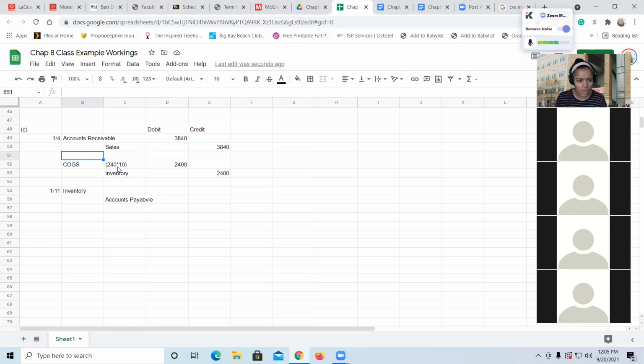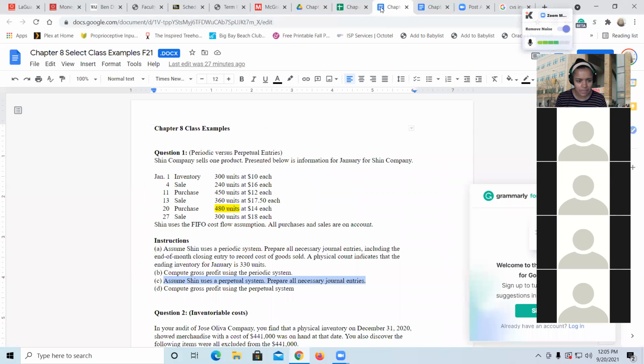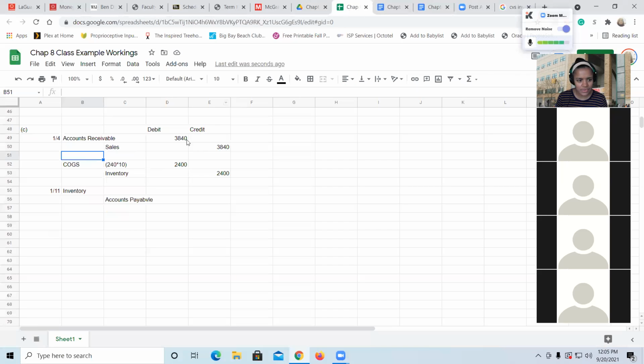The question was then, which units, right? If you're telling me that 240 units were sold, which units are they? Well, they can only be the units that cost $10 because those are the only units available to be sold. So the classic journal entry for the cost of goods sold: debit cost of goods sold, credit inventory using the 240 units at $10 each. Okay, so 2,400 is where that came from.